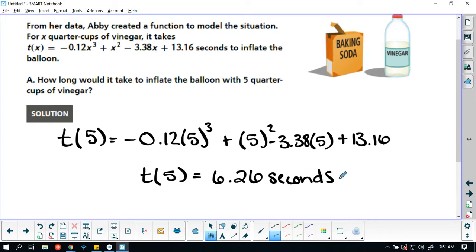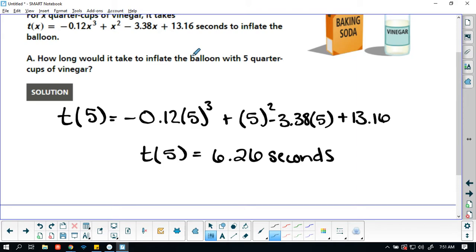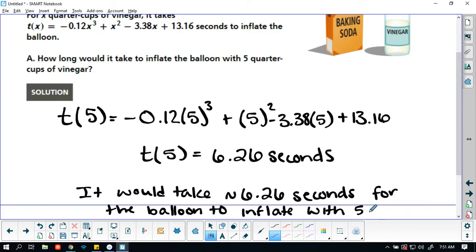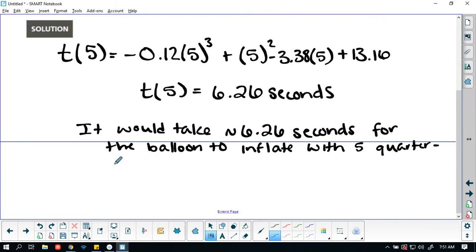So again, this starts with a word problem. This starts with a lot of definitions, things like that. So I want to end it with a sentence. It would take approximately 6.26 seconds for the balloon to inflate with 5 quarter cups of vinegar.